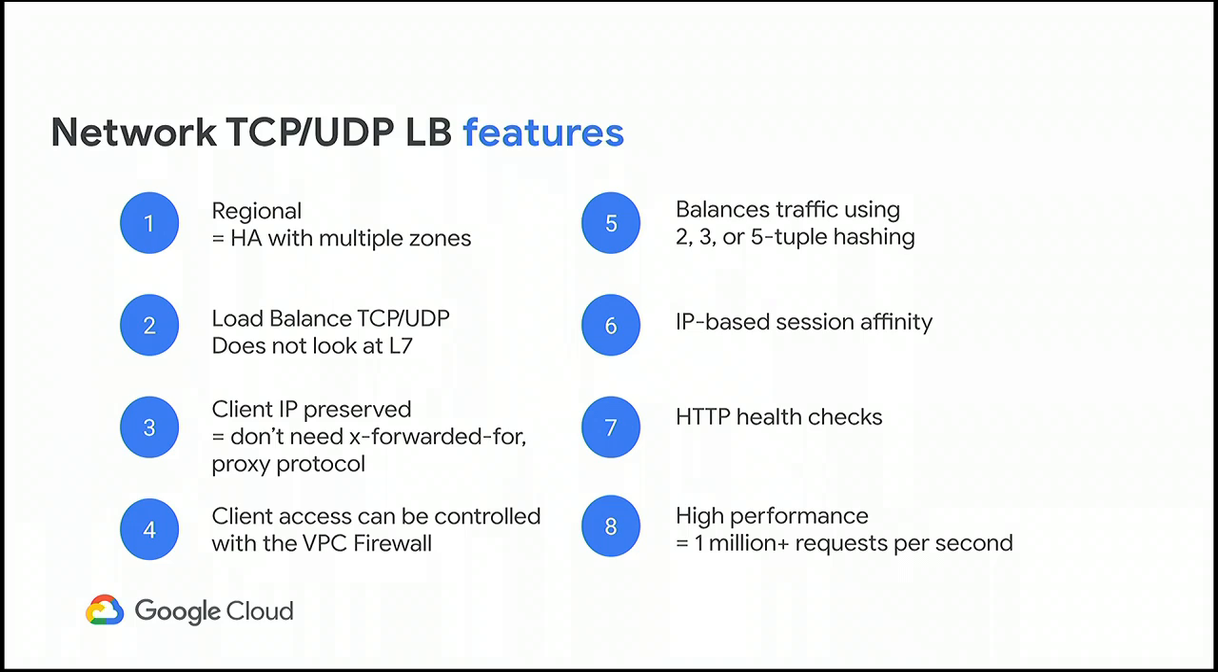So just to recap, what does a network load balancer get you? It's a regional load balancer. It's a layer 4 load balancer. You don't get layer 7. You can do 2, 3, or 5 tuple hashing, and it's very performant. You get almost 1 million queries per second.